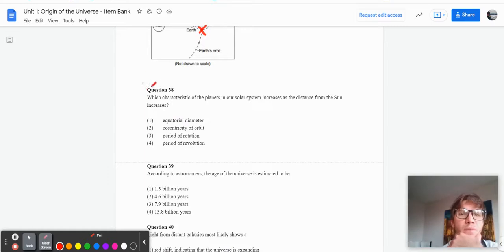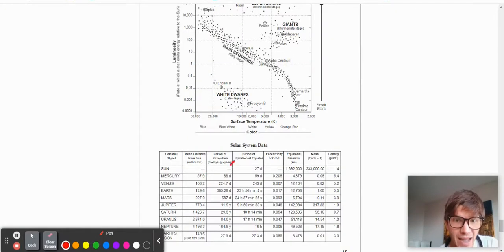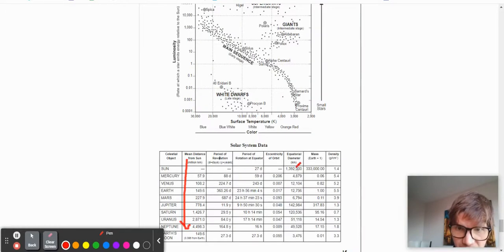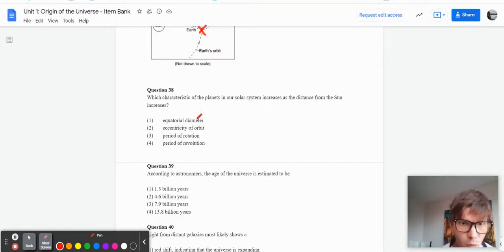Let's go through two more. Which characteristic of the planets in our solar system increases as the distance from the sun increases? So again, we're going to be looking at this table, and the distance from the sun is increasing. So let's take a look. Is it the equatorial diameter? No, we know that because Jupiter is the biggest. The eccentricity of orbit, is that increasing over here? Well, over here it has a high eccentricity. Over here it's decreasing, so nope.